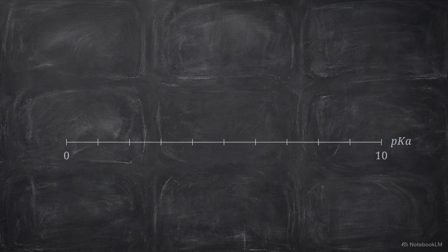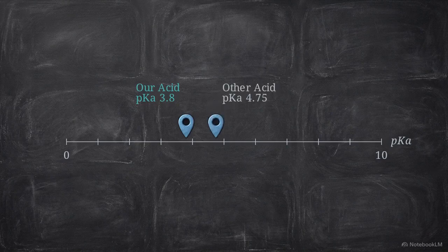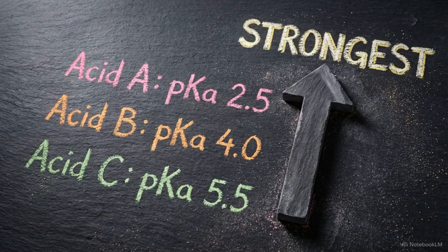To test this, let's compare our acid, which has a pKa of 3.8, with another acid that has a pKa of 4.75. Which one is stronger? Following our rule, the acid with the 3.8 pKa is stronger. The pKa operates as your primary comparative metric, allowing you to quickly rank the reactive strength of any weak acid against another.